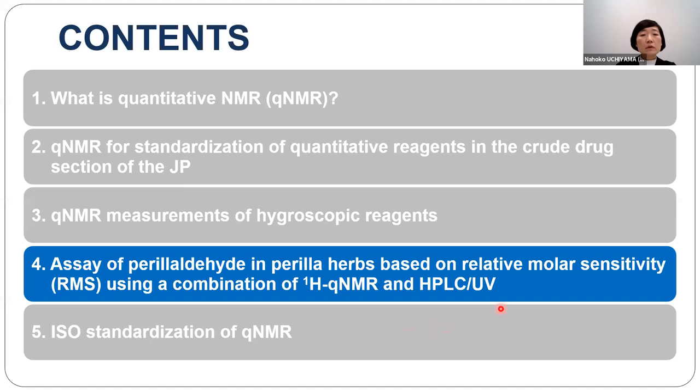Next, I would like to speak about assay of paeonol in pale herbs based on relative molar sensitivity, RMS, using a combination of proton QNMR and HPLC UV.